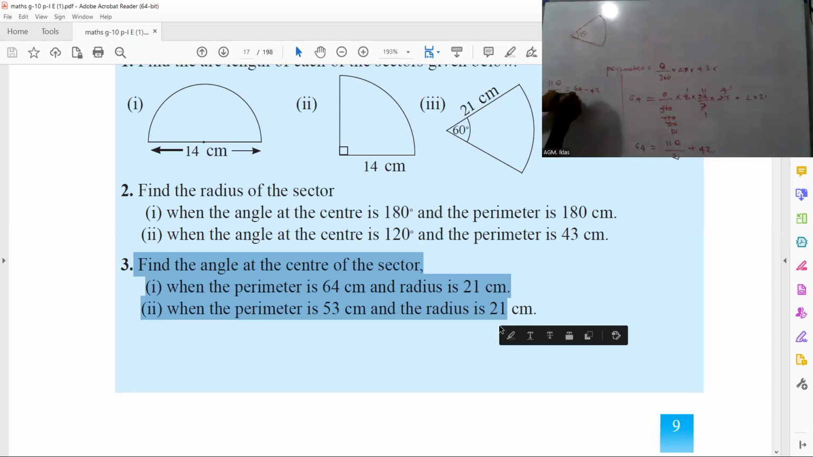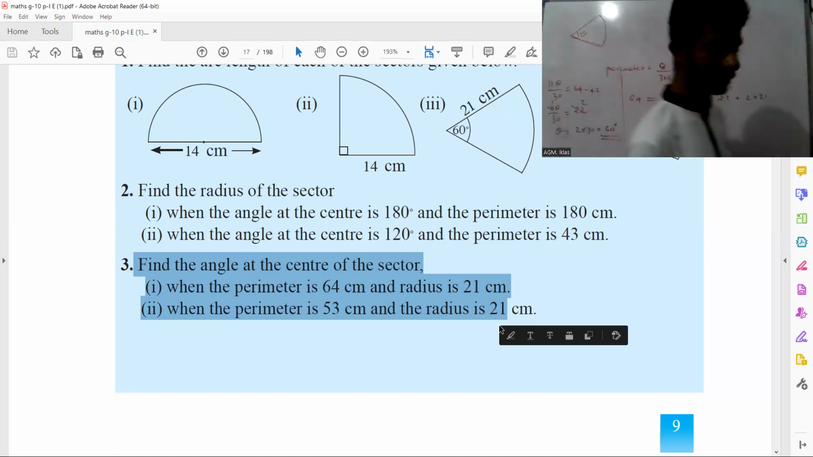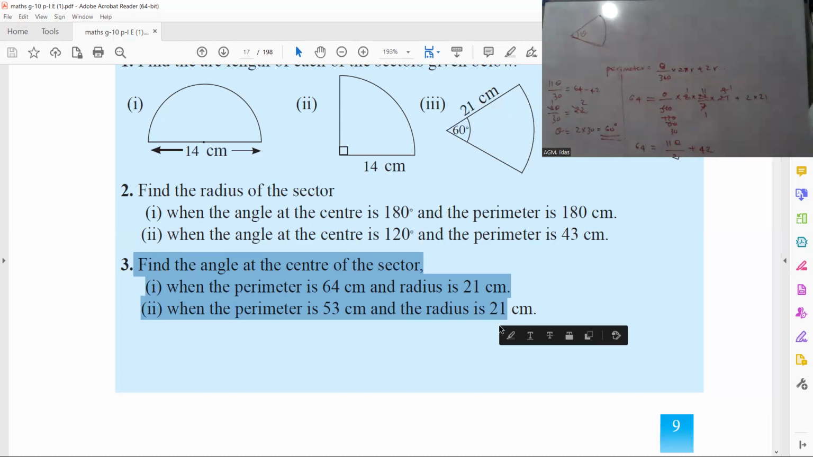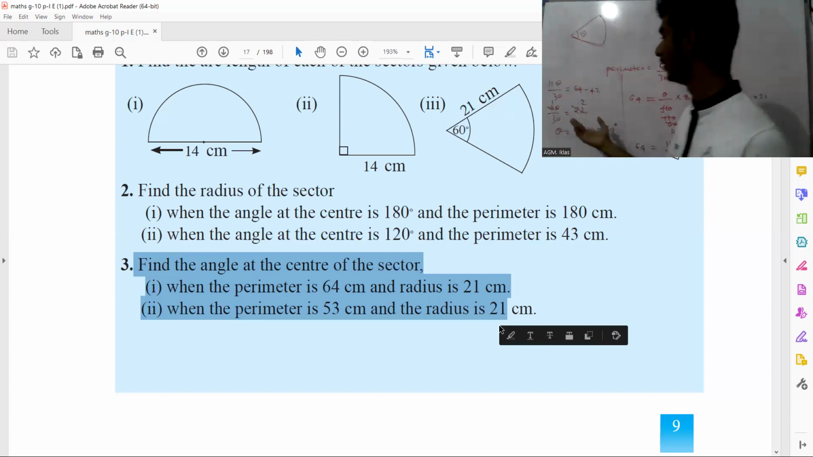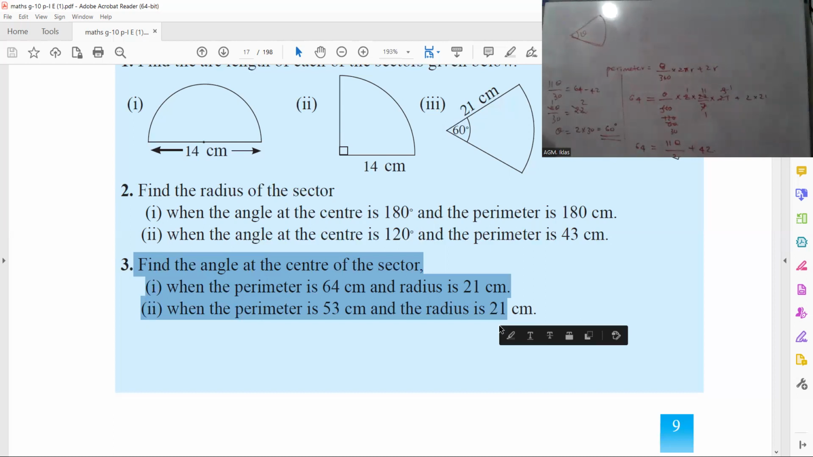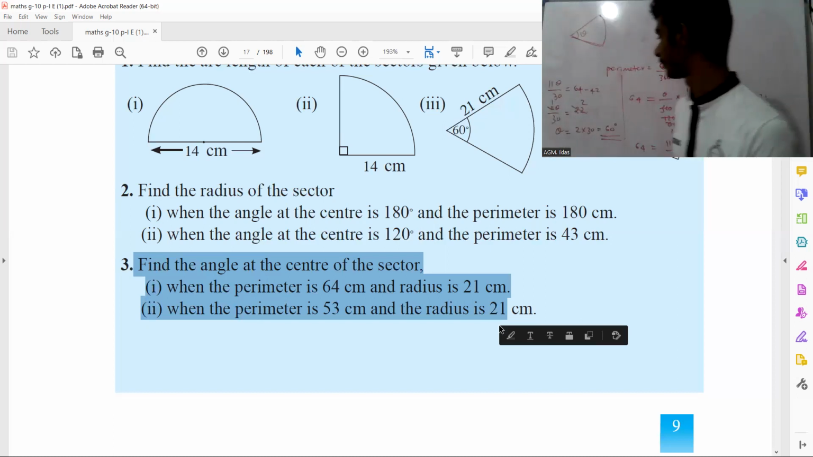So here, 64 minus 42 is equal to 22. So here 2, here 1, theta is equal to 2 into 30, which is equal to 60 degrees. 60 degrees, I made a terrible mistake. So that's why I didn't find the correct answer. I thought that the angle would become decimal, but theta may be decimal as well.